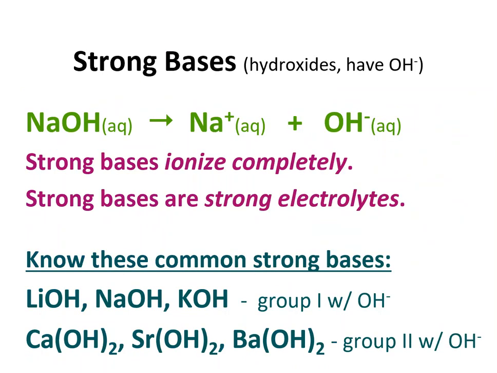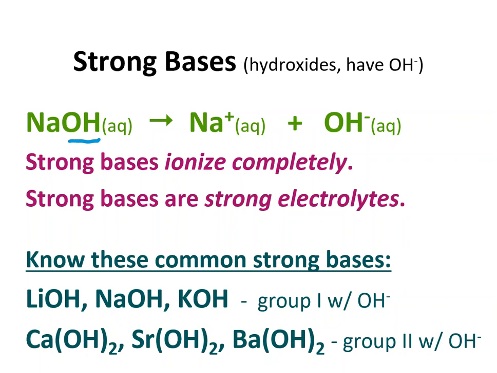Strong bases work the same way. Bases are hydroxides. In other words, they have the polyatomic ion hydroxide. And the strong ones, they totally break apart in water, and so we call them strong electrolytes. These are the strong bases. These are all hydroxides. Some of them are group 1 and some of them are group 2. Not all of the group 2 are considered strong.